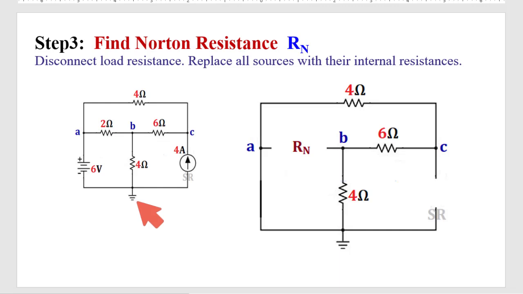This is the main circuit. What we will do? We will just remove the load resistance. So load resistance has been removed and all the sources will be replaced by their internal resistance. Here this is shorted, say in this place it is shorted, and as this is the current source it will be open. This is the circuit to find out the Norton resistance. Now if we look from the terminal A and B, whatever the equivalent resistance we will get, that is the Norton resistance.